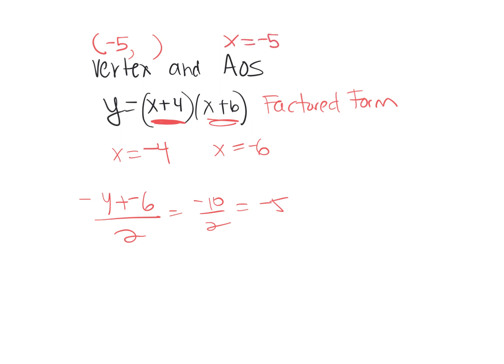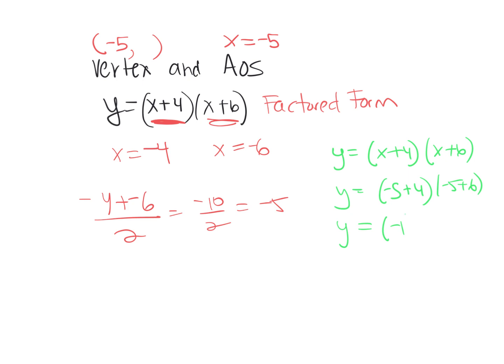And then to find the y-coordinate of the vertex, we would go back to the original problem, and where we see that x, we would substitute in -5. And so I would have -5 plus 4, that's a -1. -5 plus 6, that's a +1. And that tells me the y-coordinate of the vertex is -1.